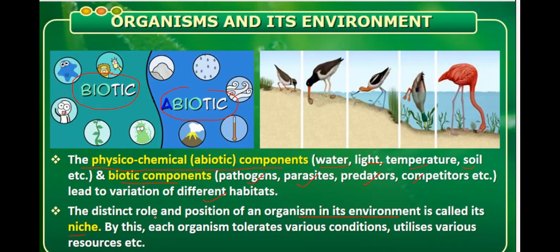So every organism plays one specific role. Like plants play the role of what? Producer. So that is their what? Niche. Animals work as consumers. So that is their niche. By this, organisms tolerate various conditions and utilize various resources.